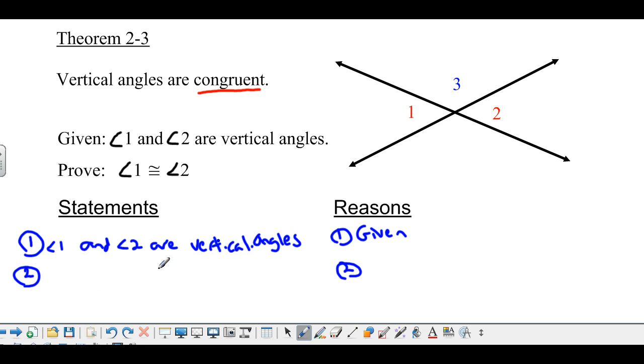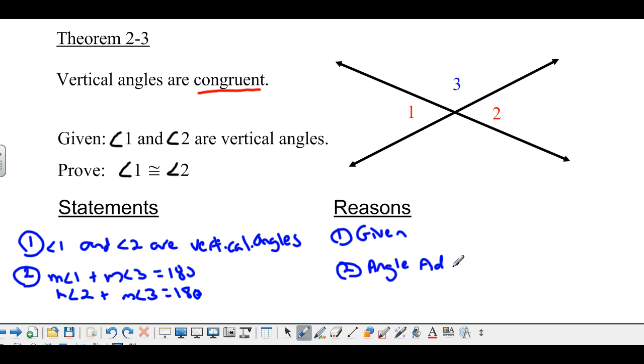We know that angle 1 and 3 together form a straight angle. They're adjacent angles. And we know by the angle addition postulate that the measure of angle 1 plus the measure of angle 3 is equal to 180. And we know that the measure of angle 2 plus the measure of angle 3 is equal to 180. And that's by the angle addition postulate. It's actually the second half of our angle addition postulate.